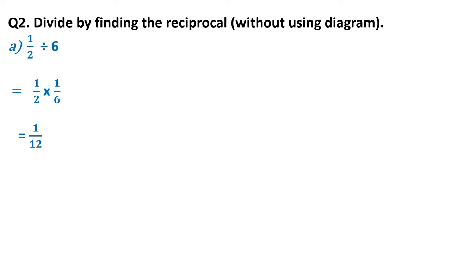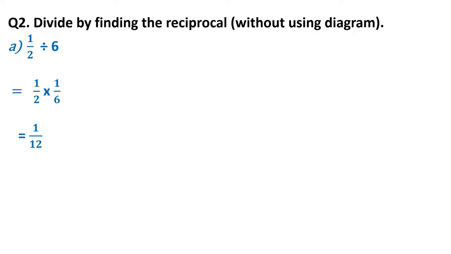Next is divide by finding the reciprocal without using a diagram. So without using a diagram, we have to find the solution of 1 by 2 divided by 6. So we have to take the reciprocal of 6. So 1 by 2 multiplied by 1 by 6. As I said, the reciprocal of a whole number is 1 divided by that whole number, so 1 by 6. So 1 into 1 will give you 1, and 2 into 6 will give you 12. So the answer is 1 by 12.